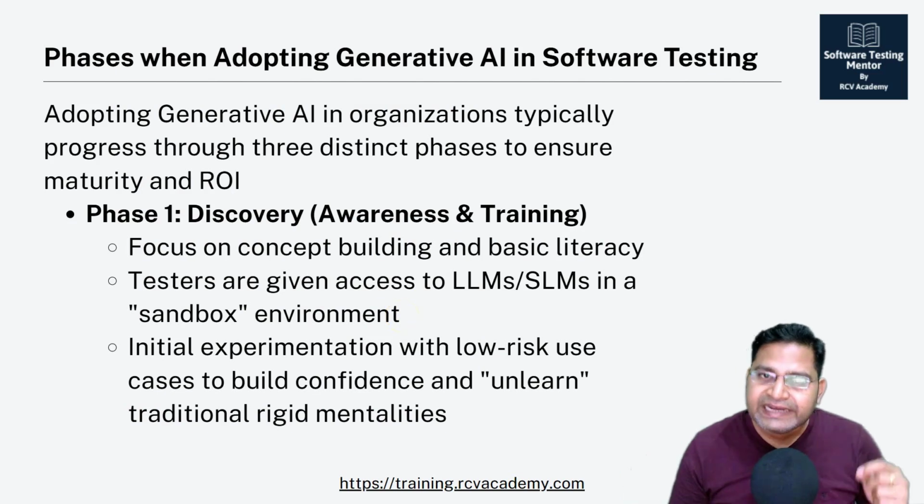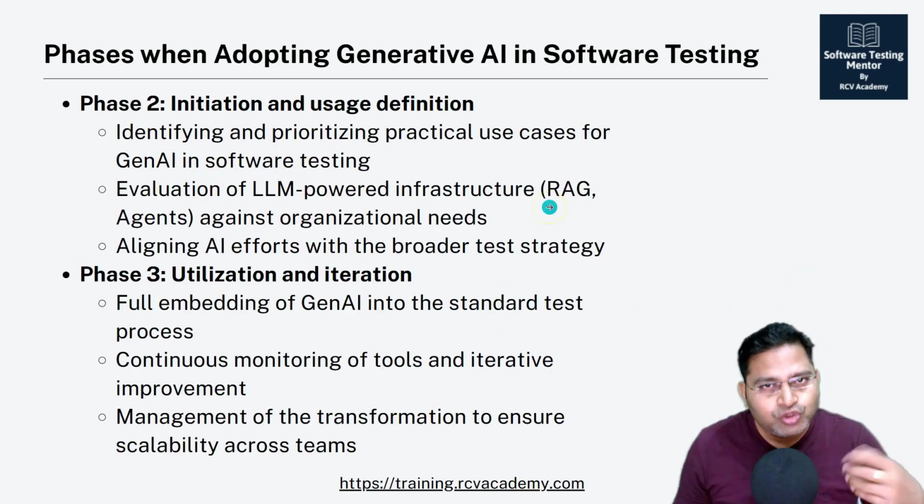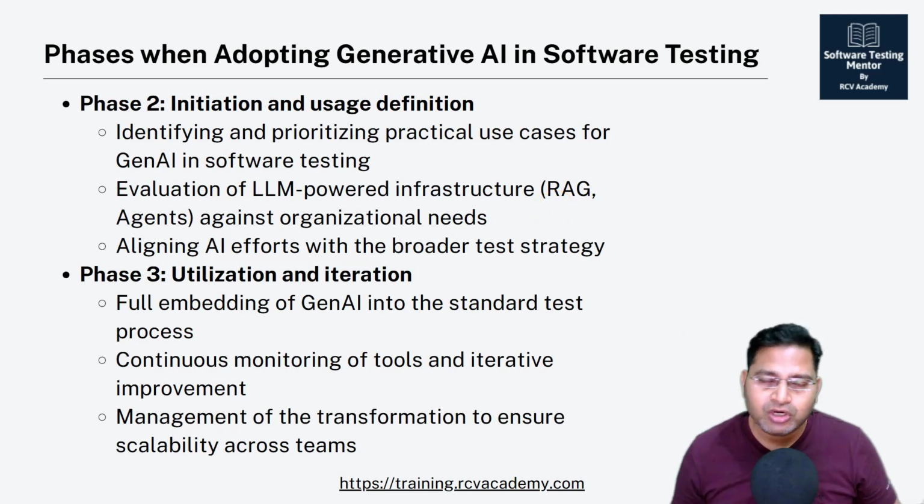Apart from getting help with analysis and generating test cases, there are many more capabilities in AI nowadays. For example, do you need RAG as well, which will help you produce outcomes specific to your organizational tone and requirements? Or do you need agentic AI capabilities for autonomous test automation or process automation? Based on that, you do the initiation, you evaluate the LLM-powered test infrastructure against what exactly is needed. Then you align AI efforts with the broader test strategy. The third phase after that is utilization and iteration.